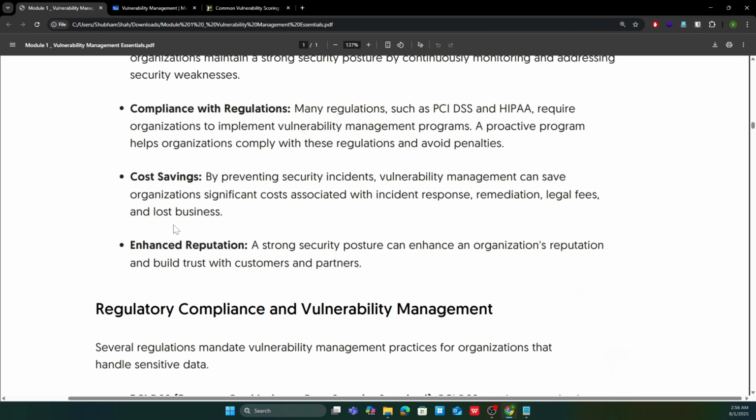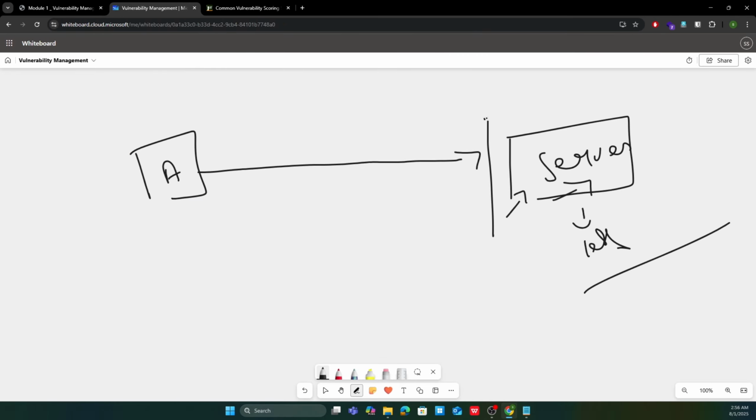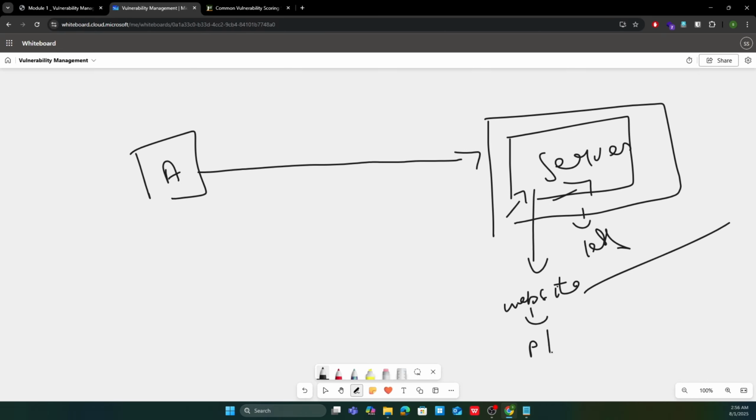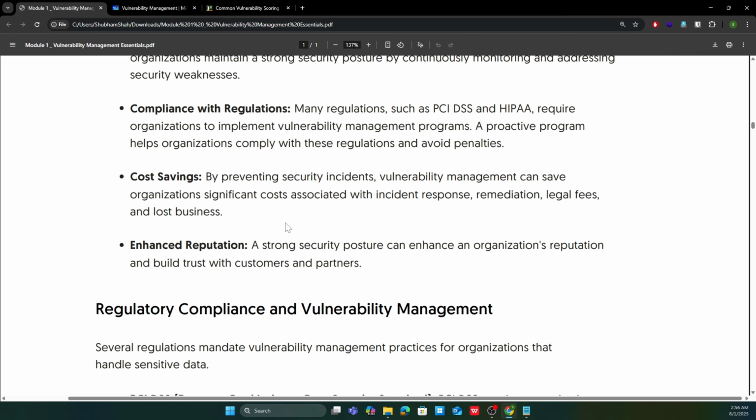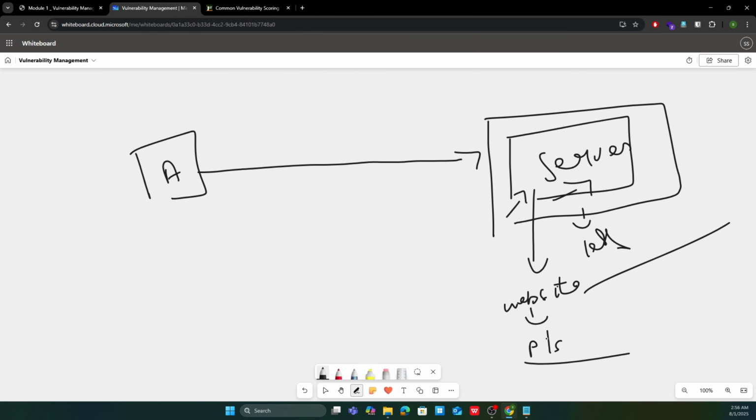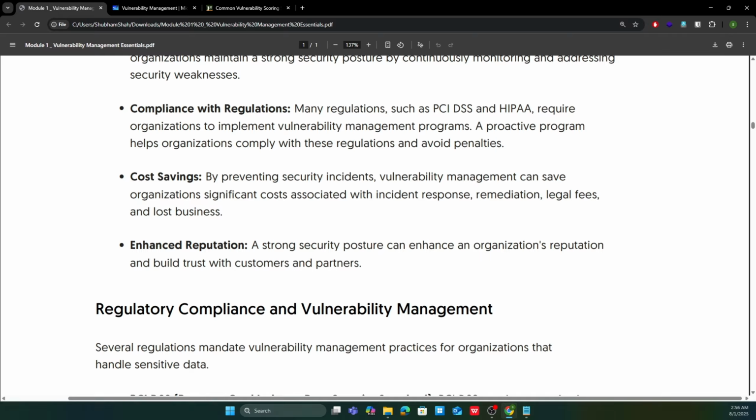Again, cost savings. How? So if you prevent security incidents, now see this example, same thing. Now it was running a website, a website of purchase and sell. If you prevent the security incidents, then the cost associated with incident response, remediation, legal fees, lost business, everything can be very less. So now the website would be live major time, purchase and sales would occur. So we are getting revenue and we are having more profitability instead of not having a vulnerability management program. Anyone can do anything, the server would be down and we are losing out the business.